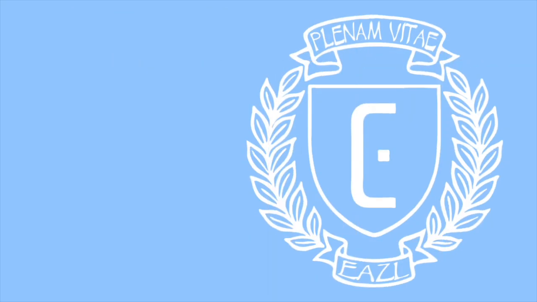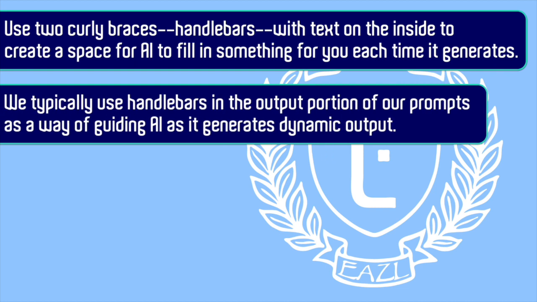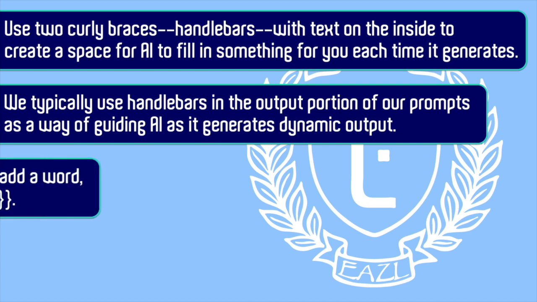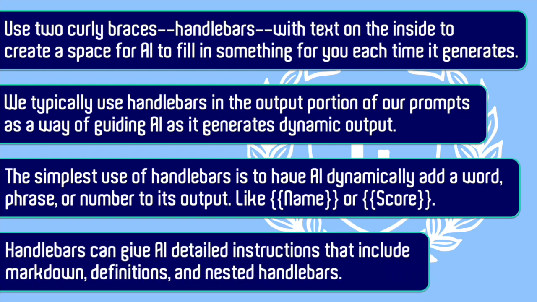So in summary, use 2 curly braces, handlebars, with text on the inside to create a space for AI to fill in something for you each time it generates. We typically use handlebars in the output portion of our prompts as a way of guiding AI as it generates dynamic output. The simplest use of handlebars is to have AI dynamically add a word, phrase, or number to its output, like name or score. Handlebars can give AI detailed instructions that include markdown, definitions, and even nested handlebars.